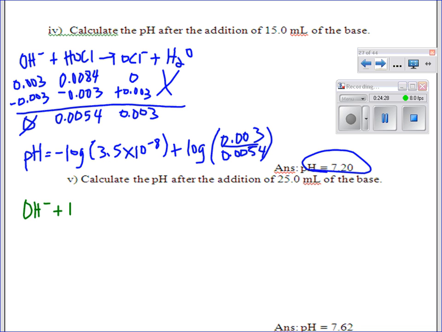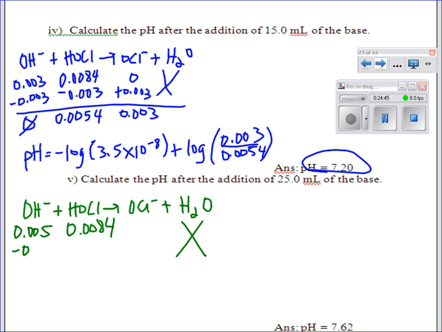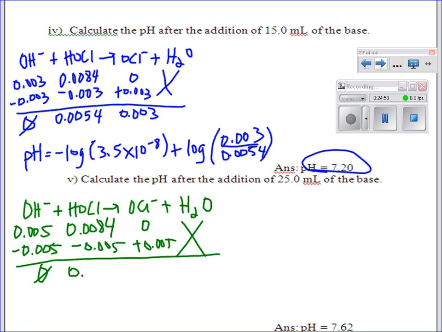Calculate the pH after the addition of 25 mL of the base. So the invasion continues. Poor acid getting bombarded. Leave me alone. This is 0.0084. 0.2 times 0.025 is 0.005. So we're going to lose 0.005, lose 0.005, and gain 0.005. So base is still running out. The acid's still holding strong. 0.0034, and 0.005. So what do we have?